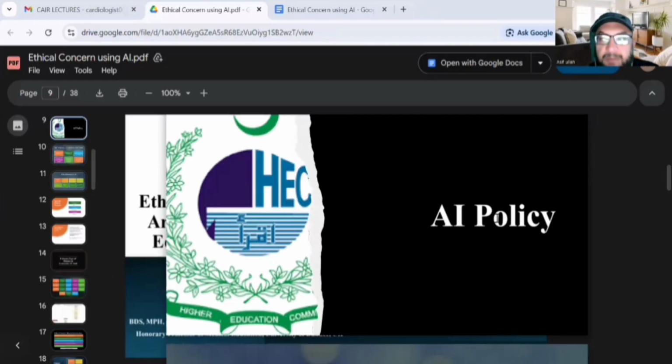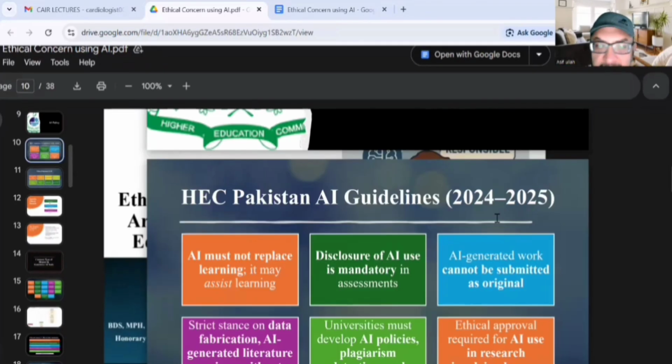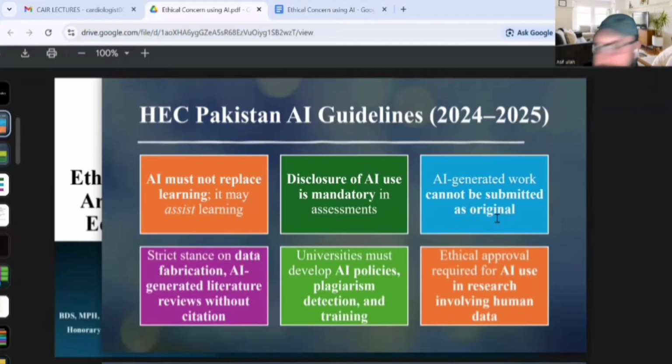It is April 3rd, 2026, and today we are going to discuss the HEC AI policy. What does the HEC of Pakistan say about AI? The guidance is that AI must not replace learning. It may assist learning. You have to disclose use of AI in your assessment. It is mandatory. AI-generated work cannot be submitted as original work.